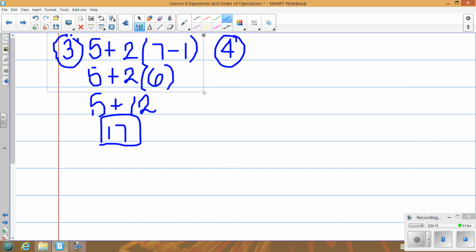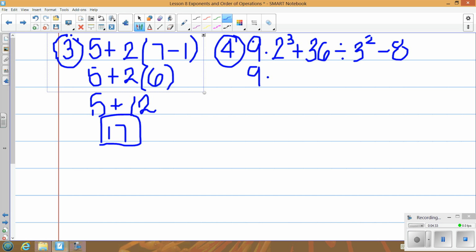Another example, so if I have 9 times 2 to the third plus 36 divided by (3 to the second) minus 8. So parentheses would be our first order. Next is exponents. So we're going to take care of anything with exponents. 2 to the third is 8. Keep everything else. 3 to the second is 9.